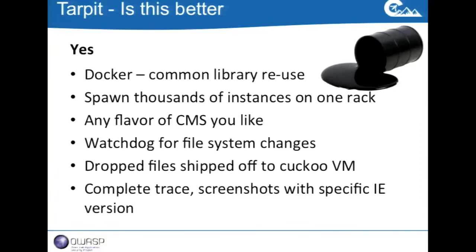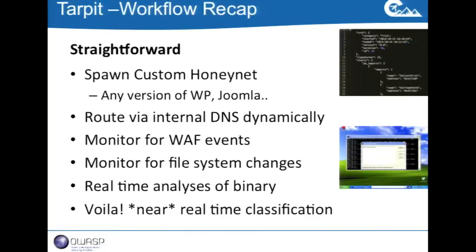Because ultimately, when we launch this at scale, people will ask, why are you marking this particular thing as bad? And we need to have a very conclusive, concrete answer to say, we mark this as bad on your site because XYZ. And we can also show screenshots and all that stuff for all our clients. Ultimately, the goal is that we are going to spawn any version of CMS that I say. We're going to monitor for WAF events.